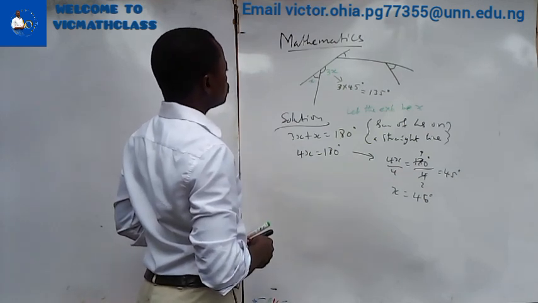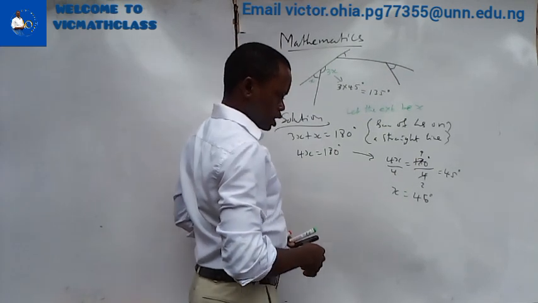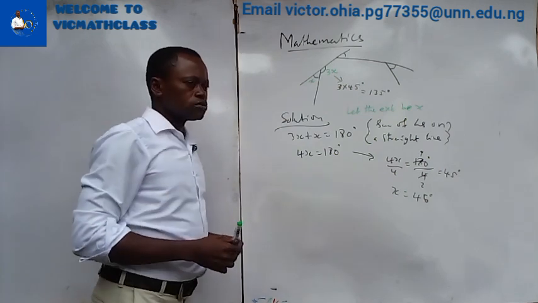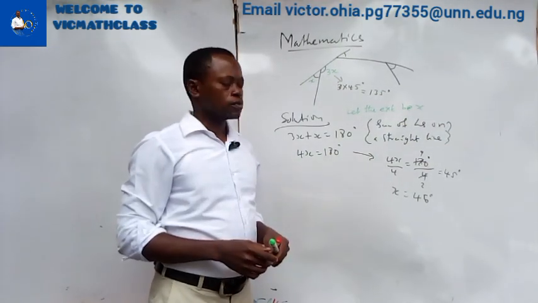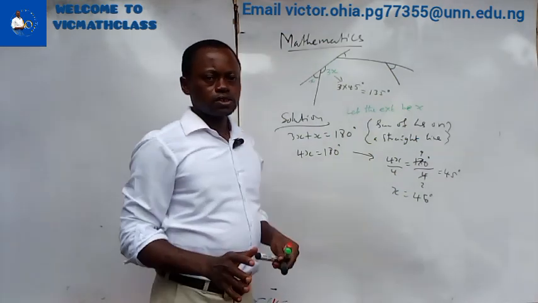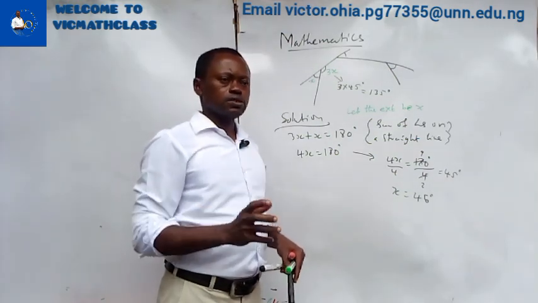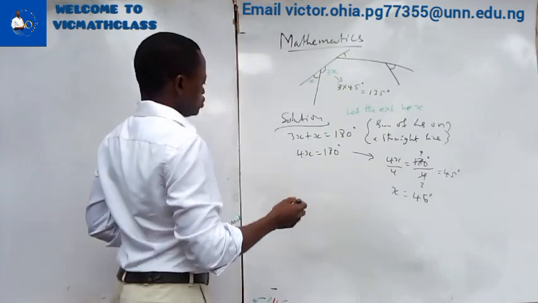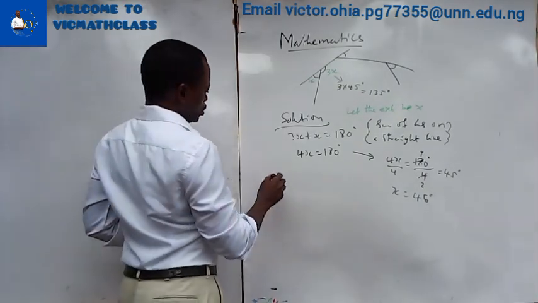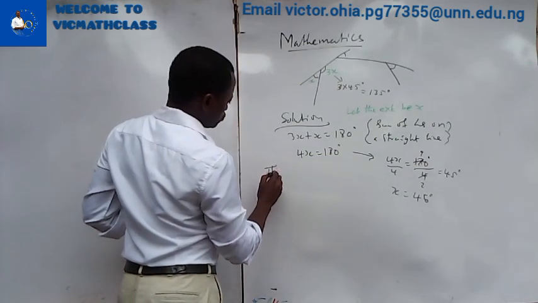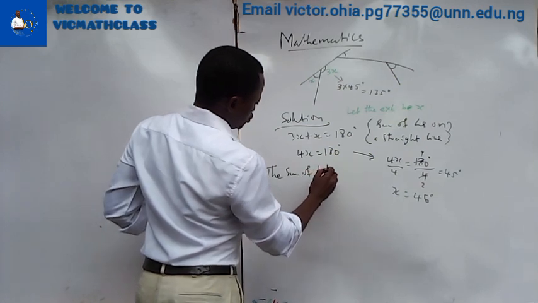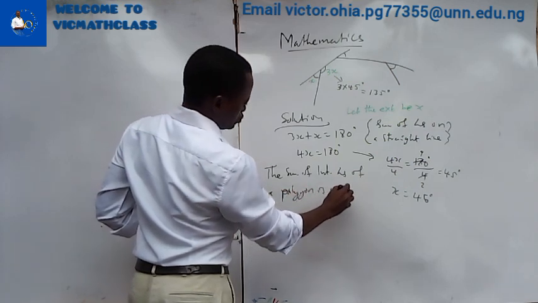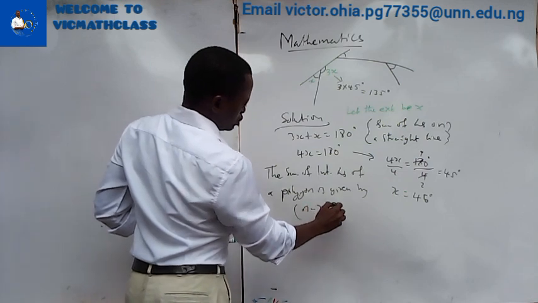And they asked us to find, according to the question, how many sides has the polygon? So how do we obtain the number of sides in this polygon? Since we started this class, we've been bringing up one thing, and that is the expression for finding the sum of interior angles in a regular polygon. We say the sum of interior angles of a polygon is given by (n minus 2) times 180 degrees.